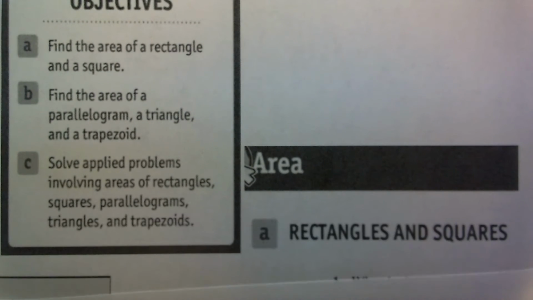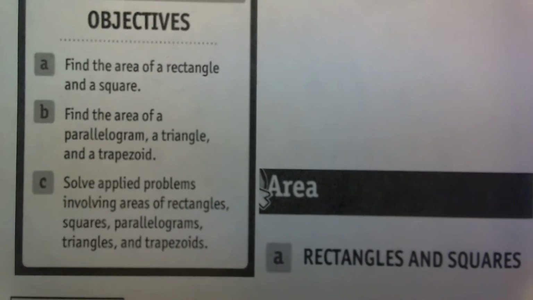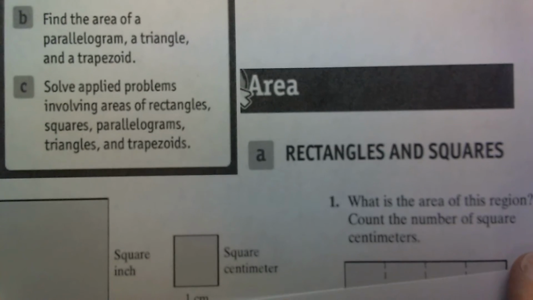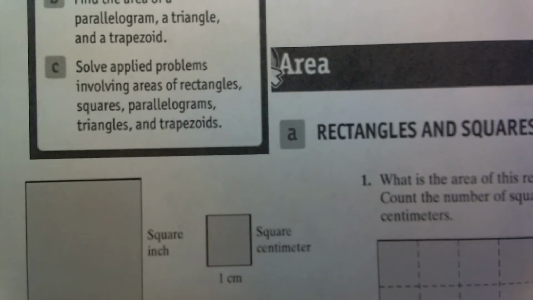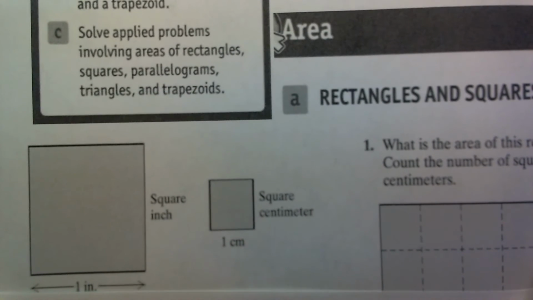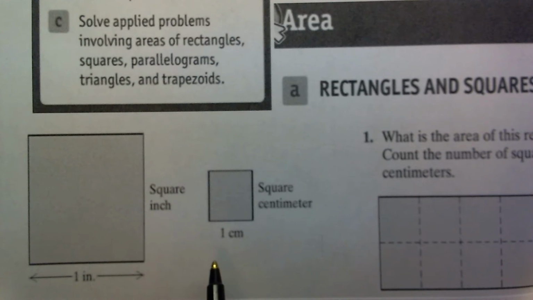So we begin the discussion by looking at a square, what a square inch looks like, and a square centimeter by comparison. In other words, each side is 1 inch long. For a square inch, 1 inch this way and 1 inch that way. And a square centimeter is simply 1 centimeter this way. Length and width are the same.